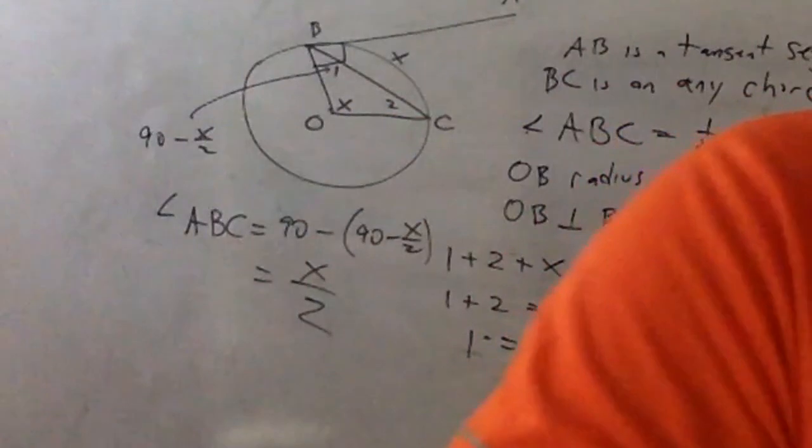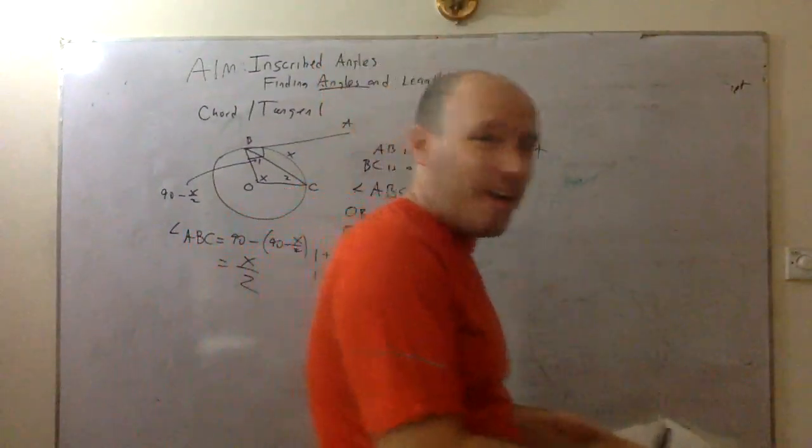Next. What's next? Chord and chord. This is kind of cool. You'll like this next one. Ready? Take a circle. So once again, chord, chord. Okay. I have any two chords, right? The claim is that this angle here is equal to the mean of these intercepted arcs.